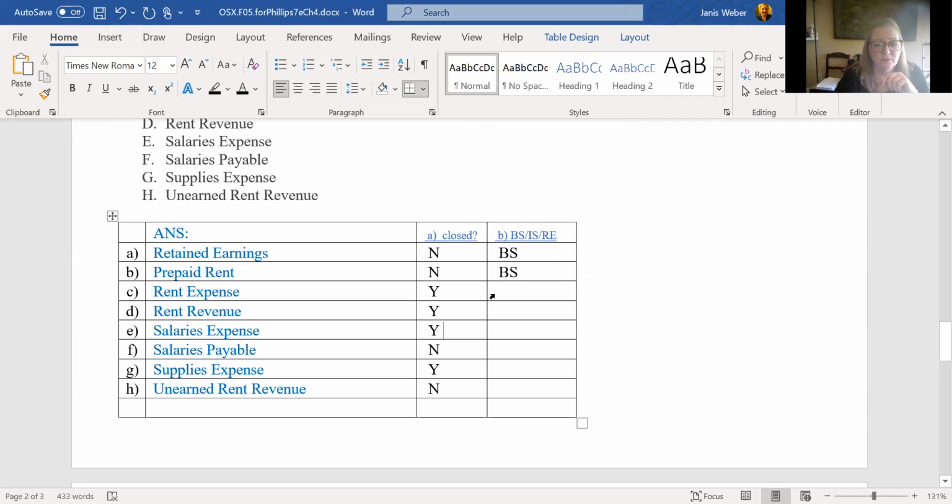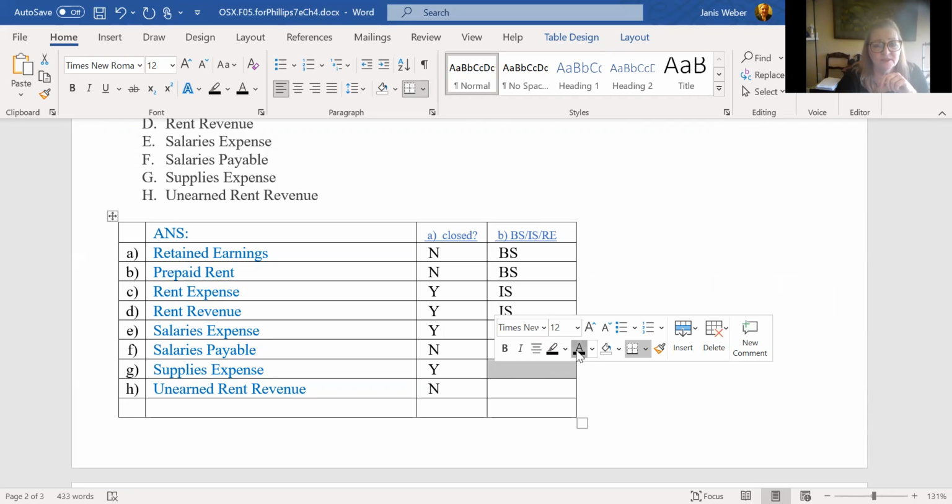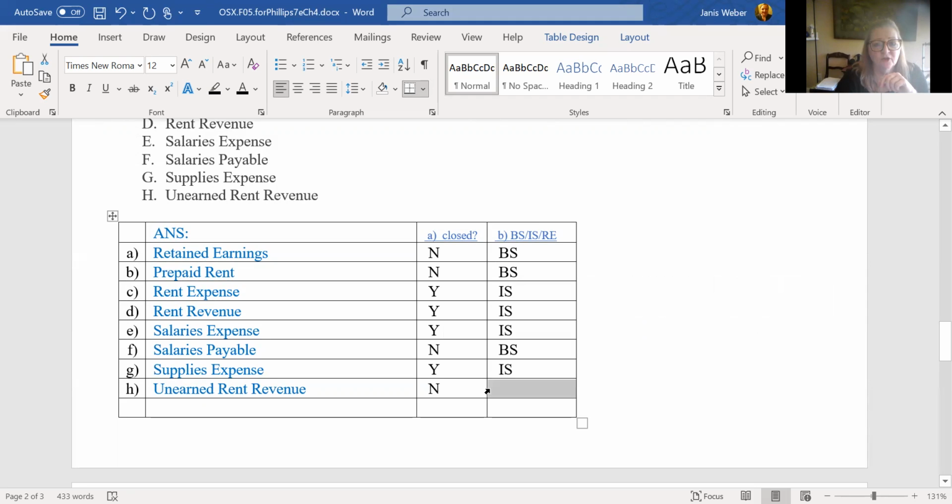Rent expense and rent revenue and salaries expense all show up on the income statement. Salaries payable on the balance sheet. Supplies expense on the income statement, and unearned rent on the balance sheet. So if it had dividends listed there, you would say it shows up only on the retained earnings statement.